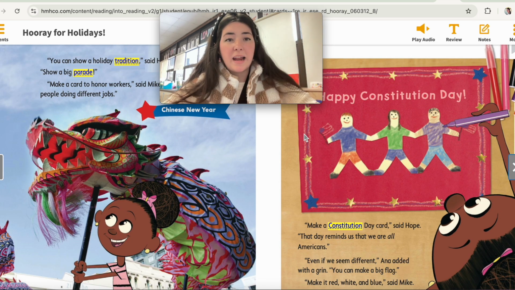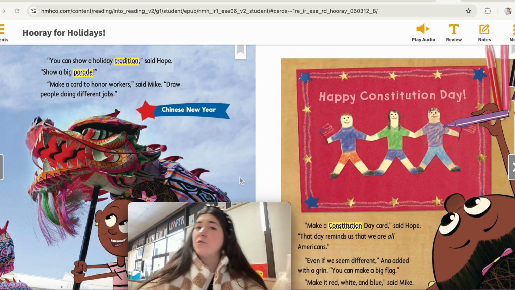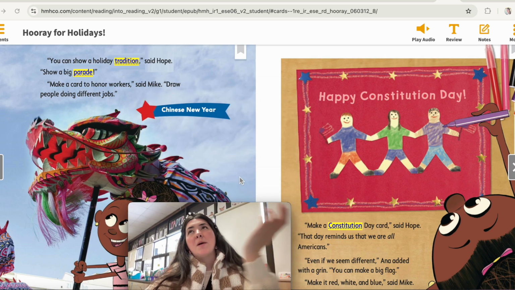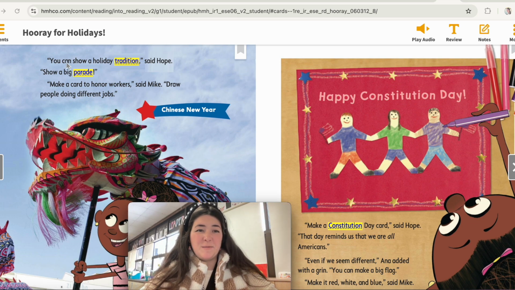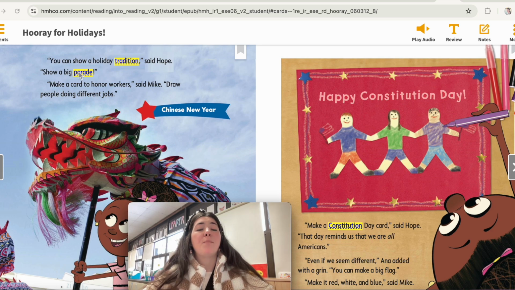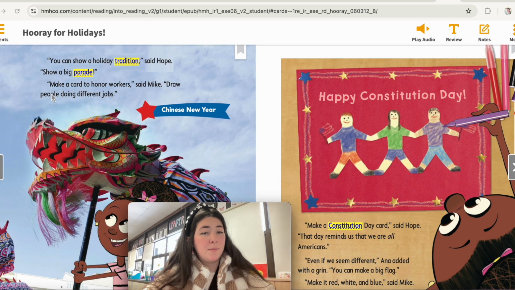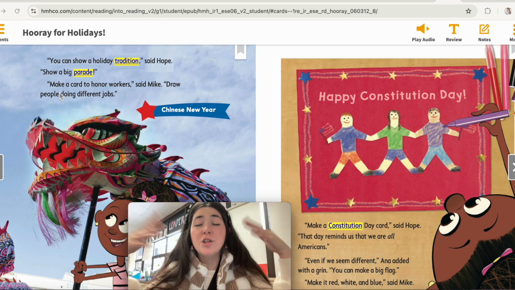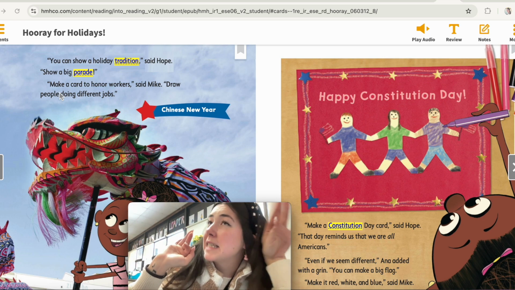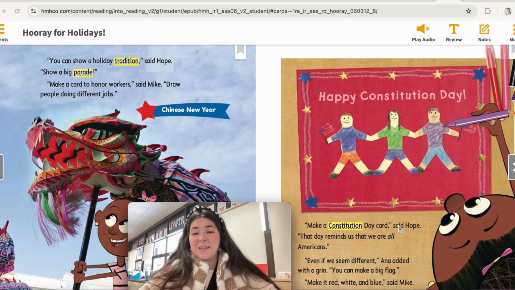So we've talked about a lot of holidays so far. We've talked about Thanksgiving and the 4th of July, and we've talked about President's Day and Martin Luther King Day. We've got so many holiday ideas. "You can show a holiday tradition," said Hope. "Show a big parade. Make a card to honor workers," said Mike. "Draw people doing different jobs." So now we're getting our own ideas for what we could do if we were to make our own holiday cards. Hint, hint.